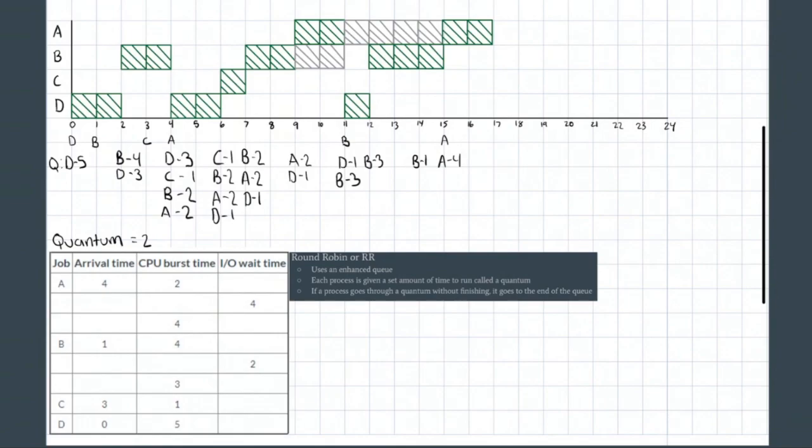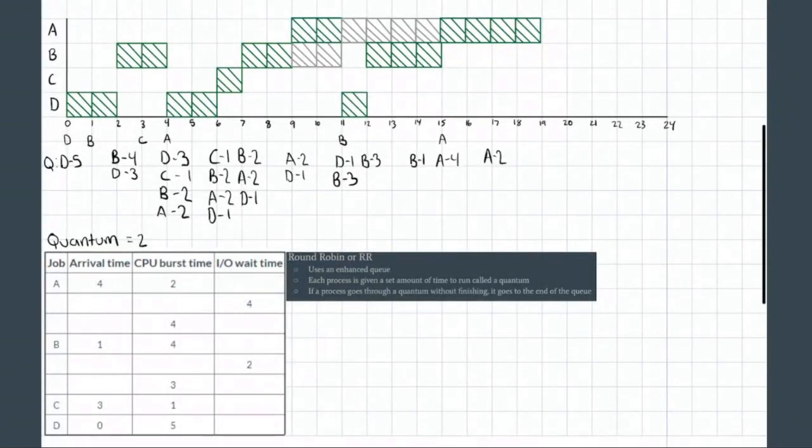And then A is still the only remaining job in the queue now, so it will finish the rest of its burst time.